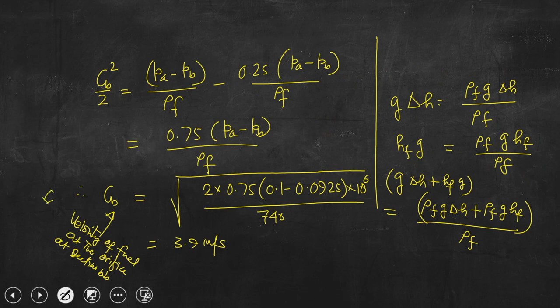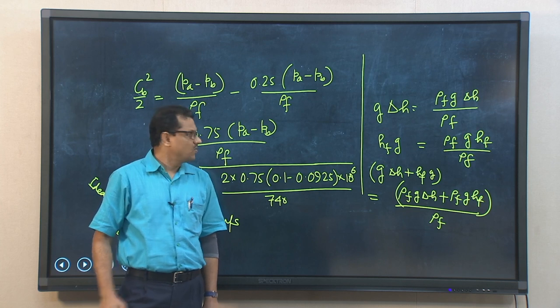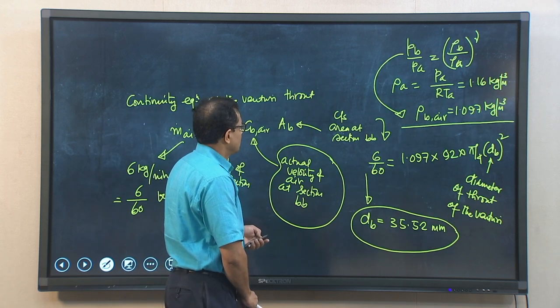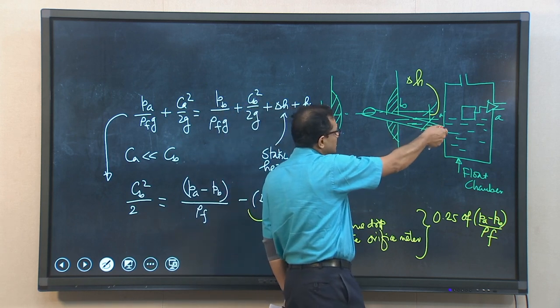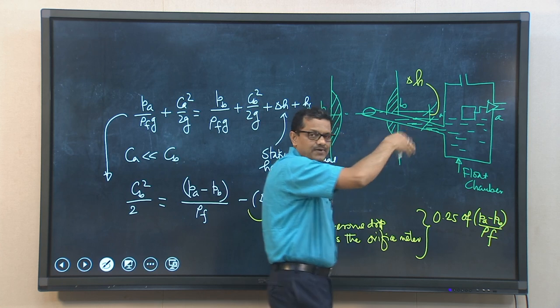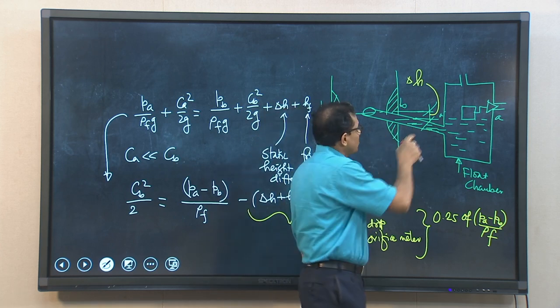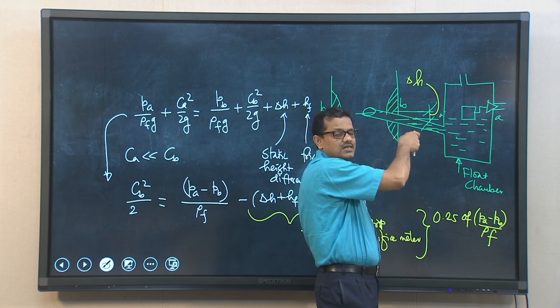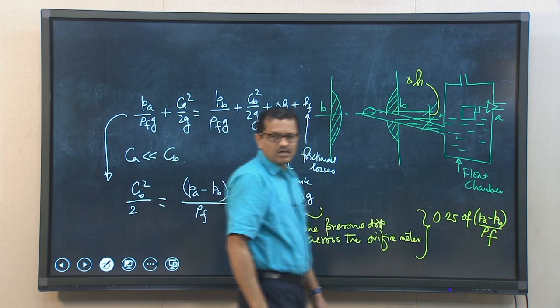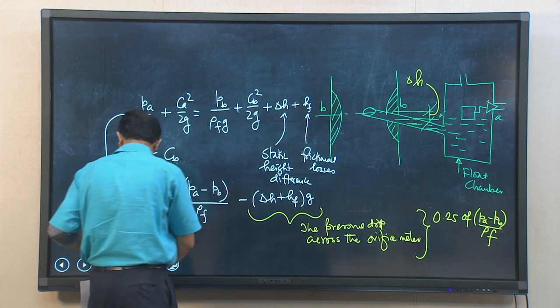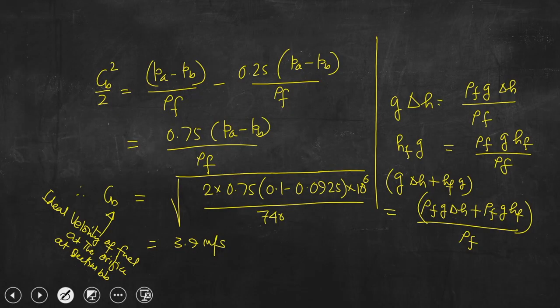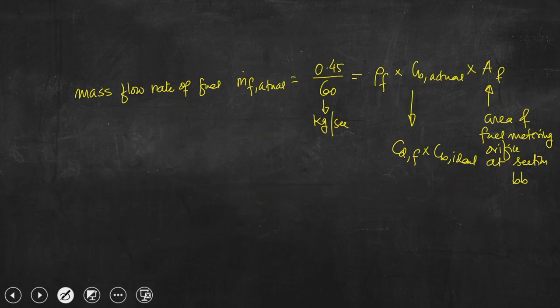Now let me go back to the previous slide. The velocity that we have calculated following this expression is again the ideal velocity, because when there is a flow of fuel through this particular arrangement, you know that this is a sudden contraction. Also, we did not take the effect of surface tension into account, we did not consider the losses due to sudden contraction. Maybe we have considered the losses due to friction, but these two effects we did not consider. So, the velocity that we have here is the ideal velocity of fuel at the orifice at section BB. So, if we multiply with the coefficient of discharge for fuel, then we can get the actual velocity.